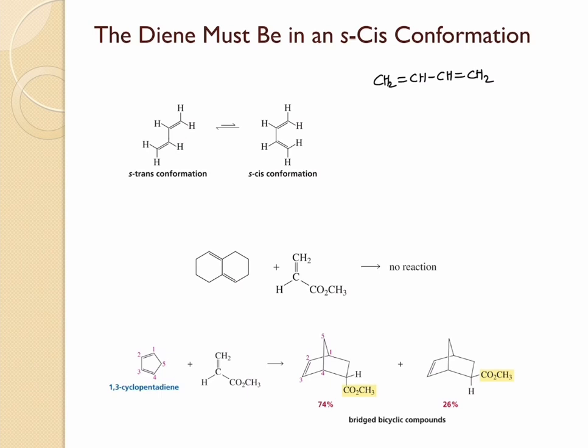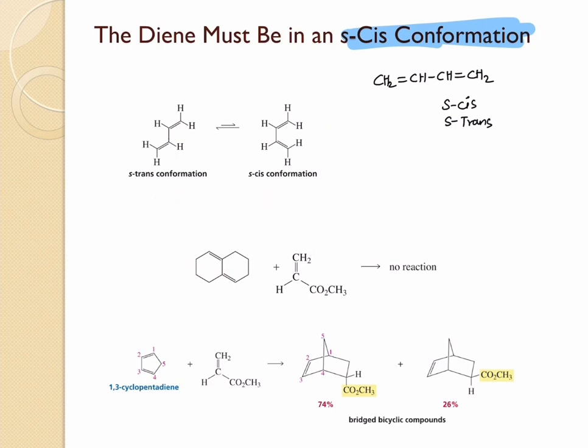In order for the Diels-Alder reaction to take place, we want the conjugated diene to be in the s-cis conformation. Now, what is this s-cis conformation? A conjugated diene such as 1,3-butadiene is more stable when it's in the planar conformation. But there are two planar conformations. One is the s-cis and the other one is the s-trans. Here are the s-cis and s-trans conformations of butadiene.